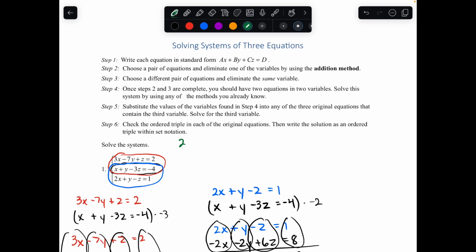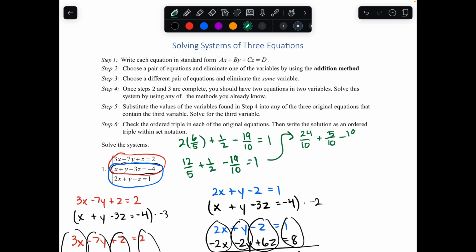So 2 times 6/5 plus 1/2 minus 19/10 is supposed to be equal to 1. So if we multiply this out, we get 12/5 plus 1/2 minus 19/10 is equal to 1. Now I'm going to make all the fractions on the left have a denominator of 10. So we're going to have 24 over 10 plus 5 over 10 minus 19 over 10 is equal to 1.